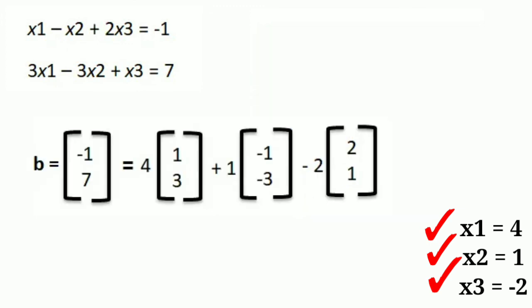So we can now write the column matrix B as a linear combination of the columns of matrix A. The final answer will be matrix B, [-1; 7], equal to 4 times [1; 3] plus 1 times [-1; -3] minus 2 times [2; 1]. And that will be our final result.